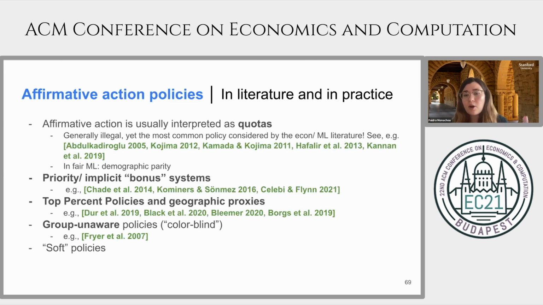And of course, another potential policy would be exactly the opposite of affirmative action: a policy that is group unaware and cannot use protected attributes in any way. That's probably a bad idea because of discrimination, as we see in several papers and have already discussed. And finally, we have soft policies like the one we see on the next slide.